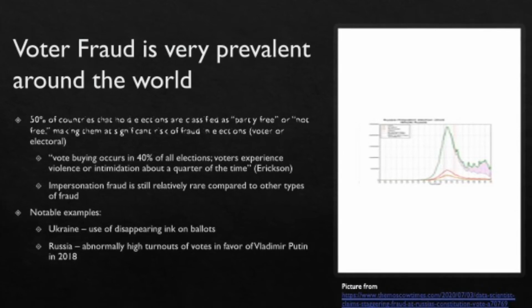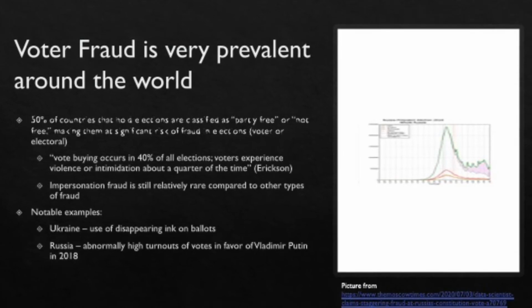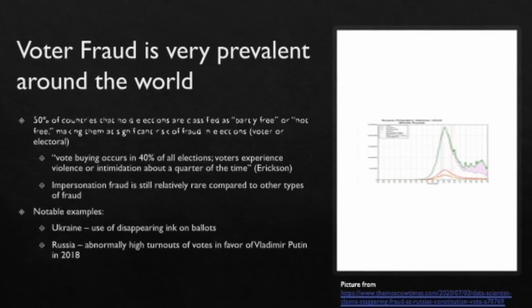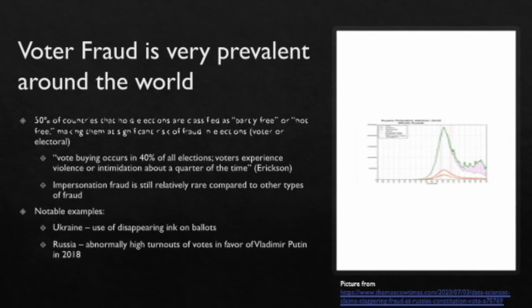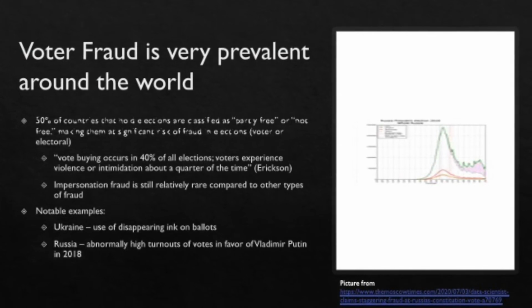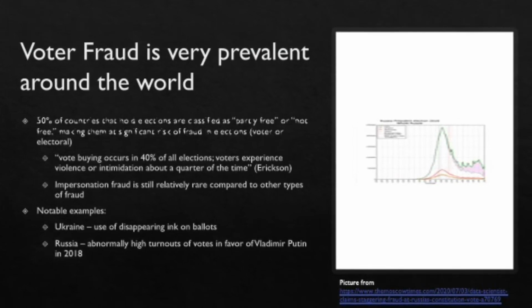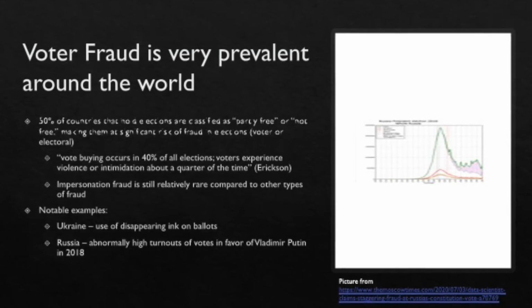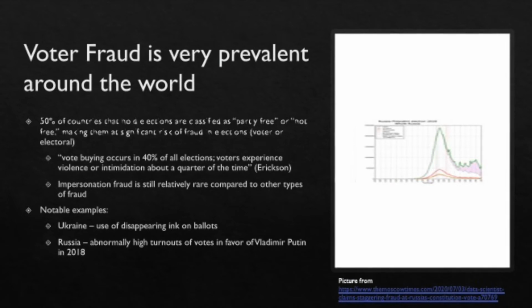So vote buying occurs in 40% of all elections, and violence or intimidation of voters occurs about 25% of the time. But the U.S. and other higher-income established democracies don't experience these issues. So they would be included in the 60% and 75% that don't experience these things on a massive scale. So impersonation fraud is still a relatively uncommon form of fraud in any country.